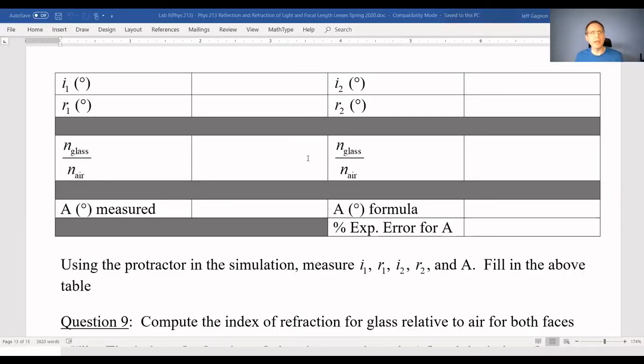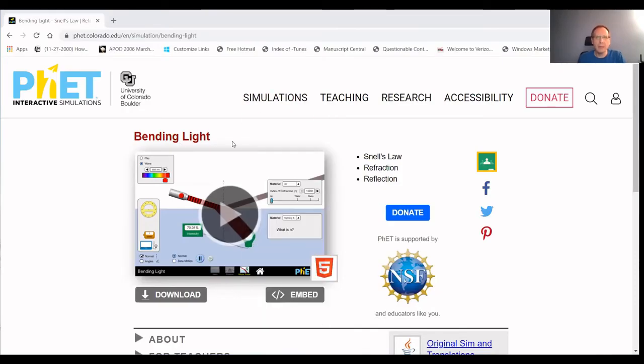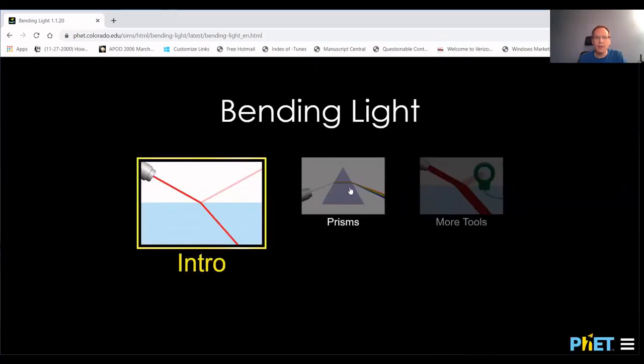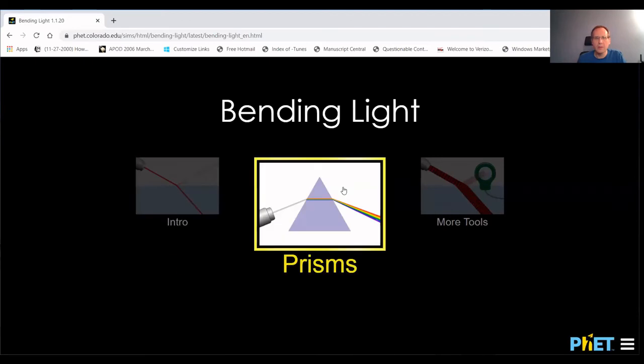Okay, so let me bring that up. Okay, so here's the website. Again, I'll give you guys the link. For some reason, the prism simulation didn't record correctly, so let me go over that right now again. So you're going to go to that website from the link that I provided, right? The bending light simulation. You want to double click on it and then go to prisms.